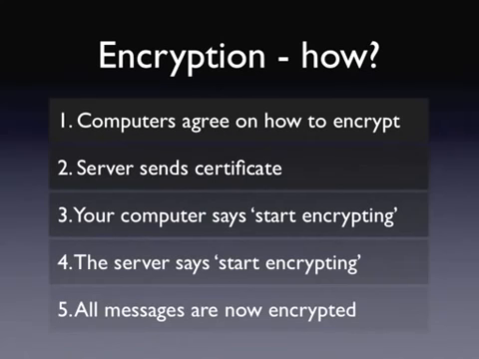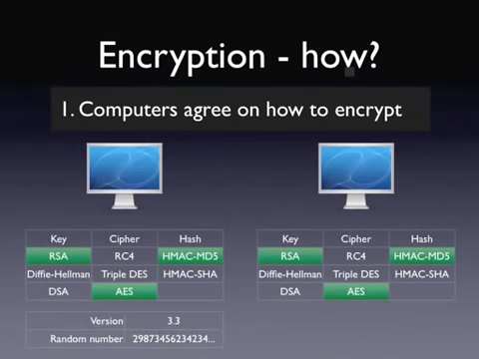Now, once you press submit, there's several steps before the actual encrypted data is sent. This is called the handshake. Number one, the computers agree on how to encrypt the data between them. Number two, the server sends a certificate containing details about itself and a key to encrypt the data. Number three, your computer says start encrypting. Number four, the server says start encrypting. Now all messages are encrypted. So what I'm going to do is take you through each one of these five steps, explaining in detail how that works.